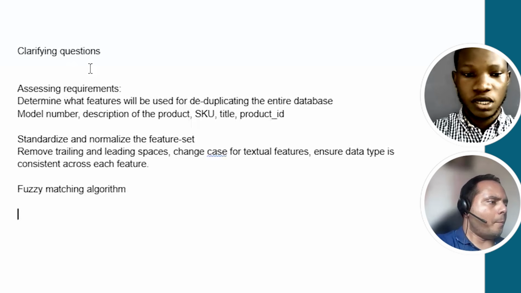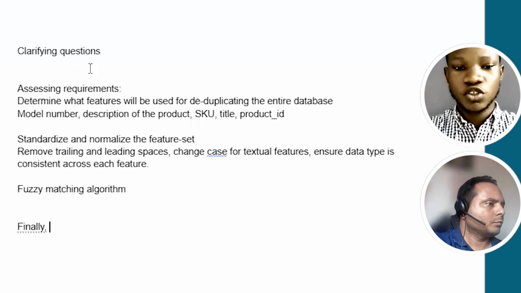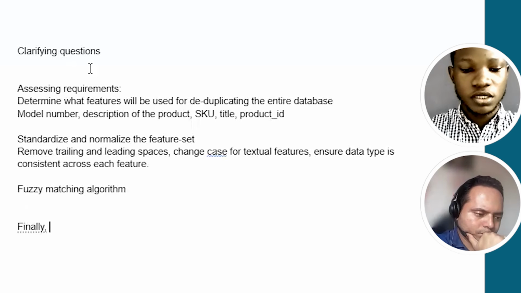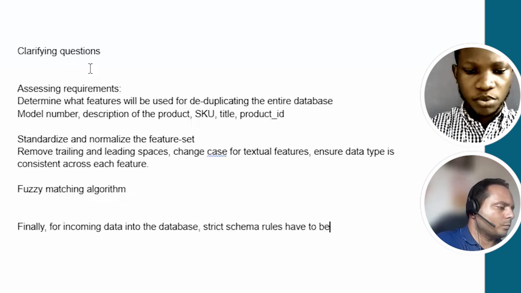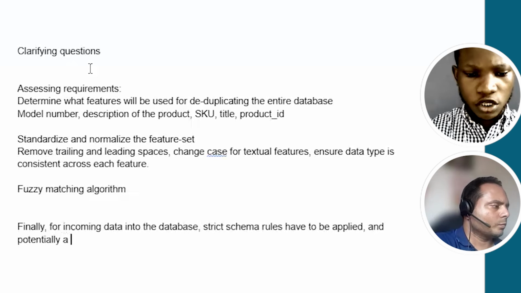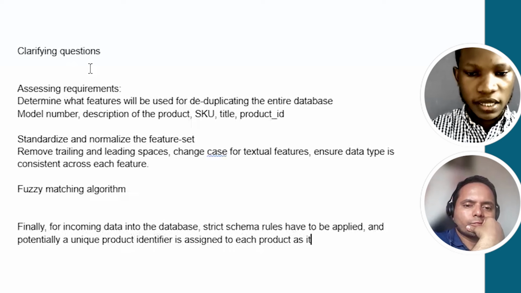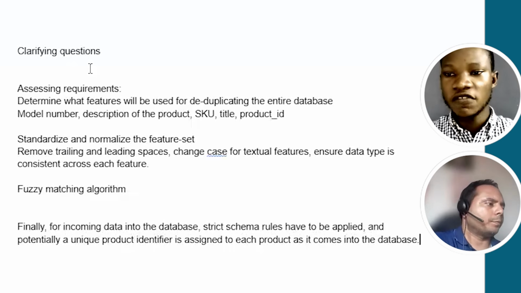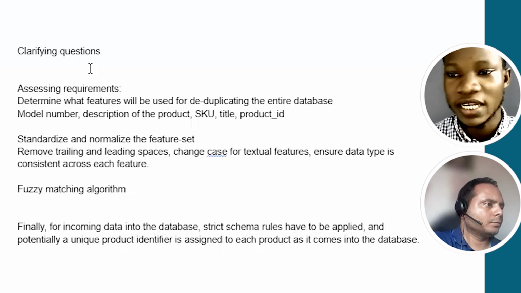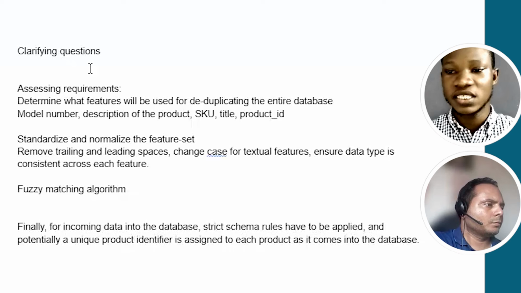And then finally, once the results are known, for the next step, all the data that's coming into the database has to follow a strict schema for incoming data. Strict schema rules have to be applied, and potentially a unique product identifier is assigned to each product as it comes into the database. The reason for this is that every time a product comes into the database and is assigned a unique ID, there's not going to be a probability of duplicates existing within the database.